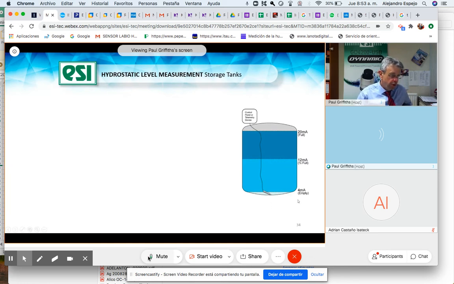So as you saw before, if the tank is empty, if we talk about 4 to 20 milliamp, it could be 0 to 10 volts or 0 to 5 volts. The most common is current output, 4 to 20 milliamp. So when the transmitter is reading 12 milliamp, it means that it's half full, 50% full.